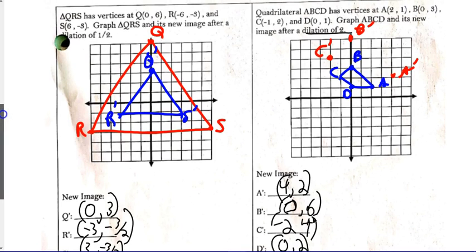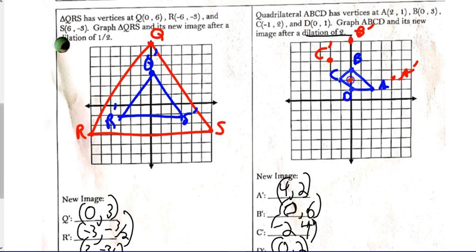So let's do the new points. A prime is at 4, 2: 1, 2, 3, 1, 2, 3, 4, 1, 2. There's my A prime. B prime is at 0, 6. C prime is at negative 2, positive 4. And D prime, let's check my calculation here, was 0, 1, so 0, 2, right here. So D prime is right here. And there we go. Our shape is now larger because we doubled it. And that's it.